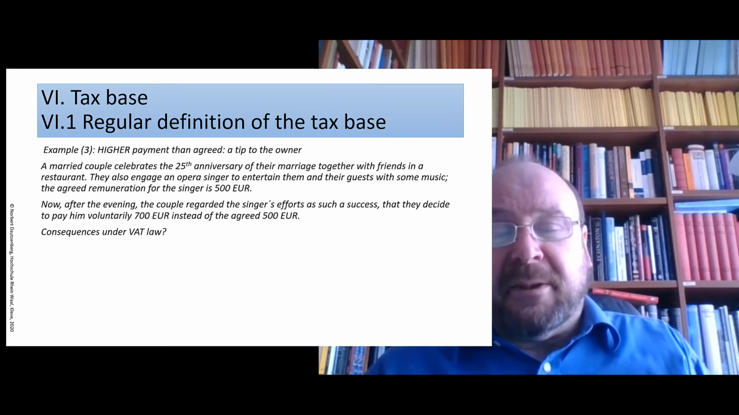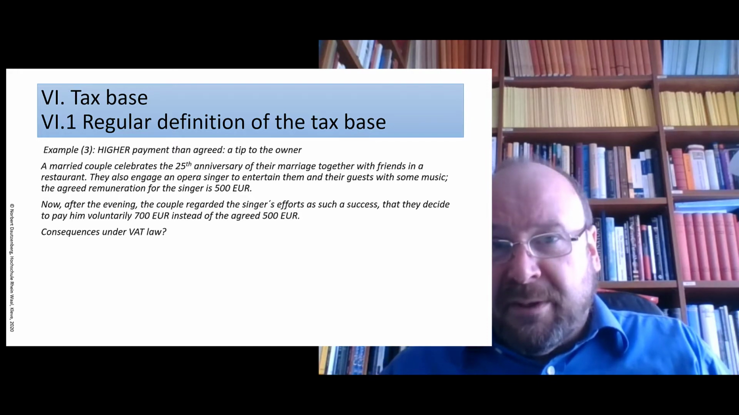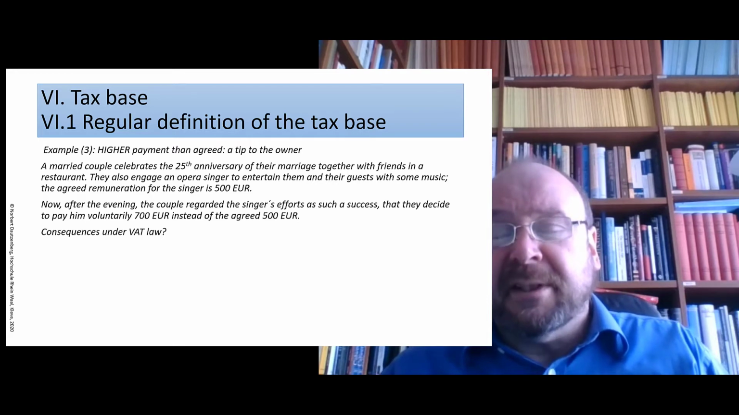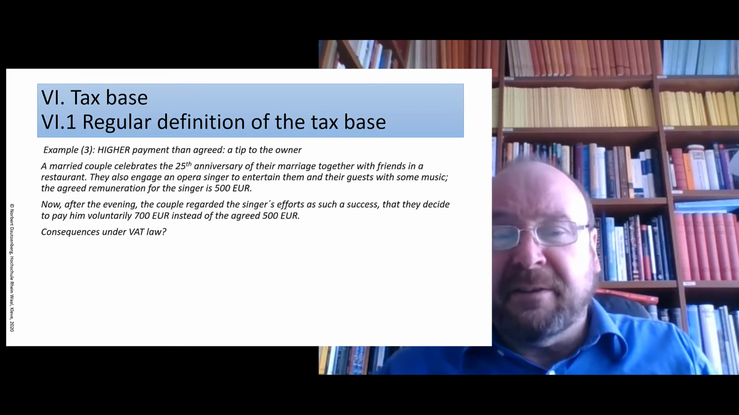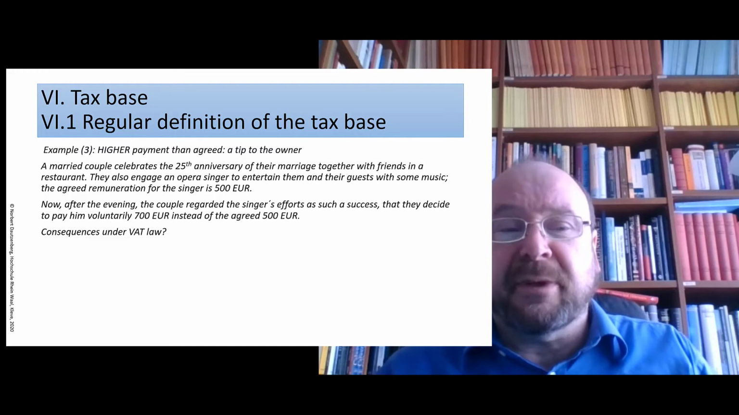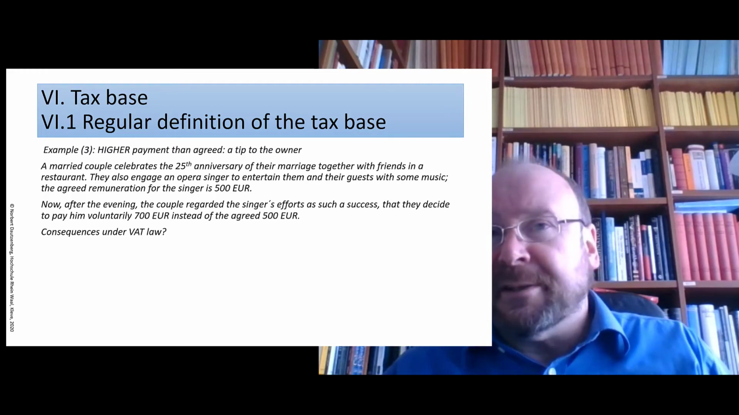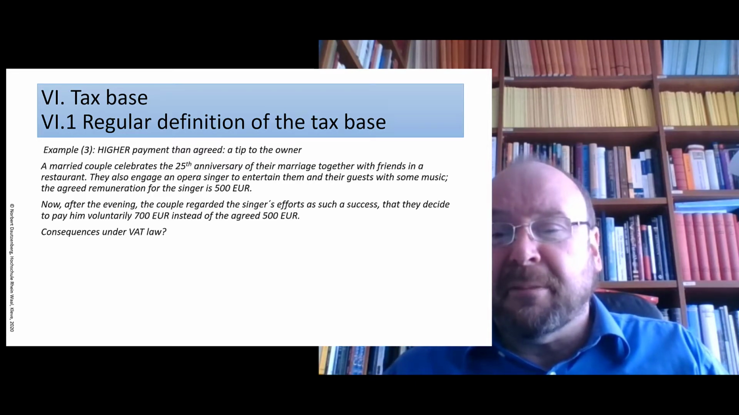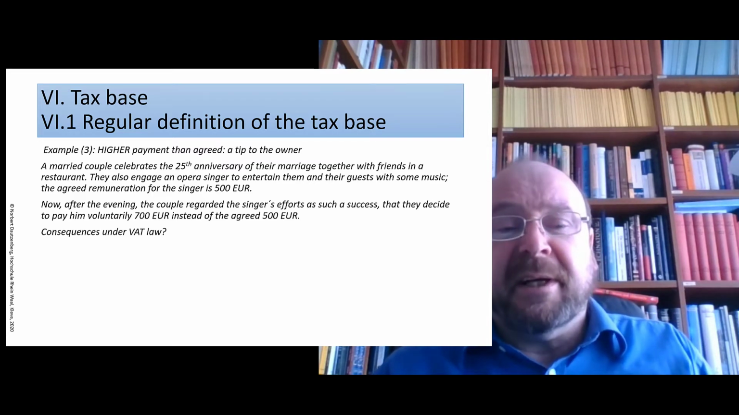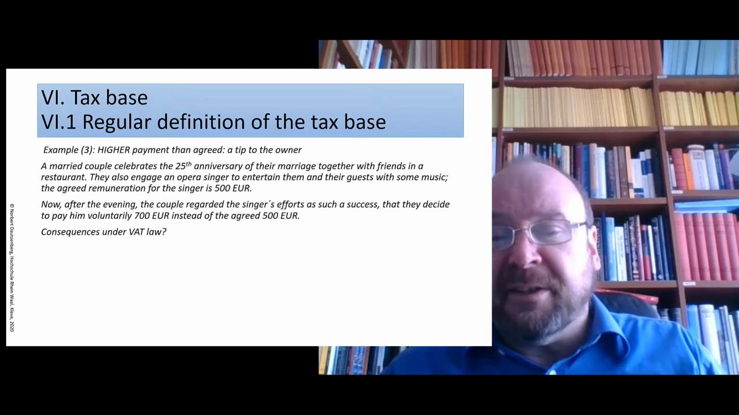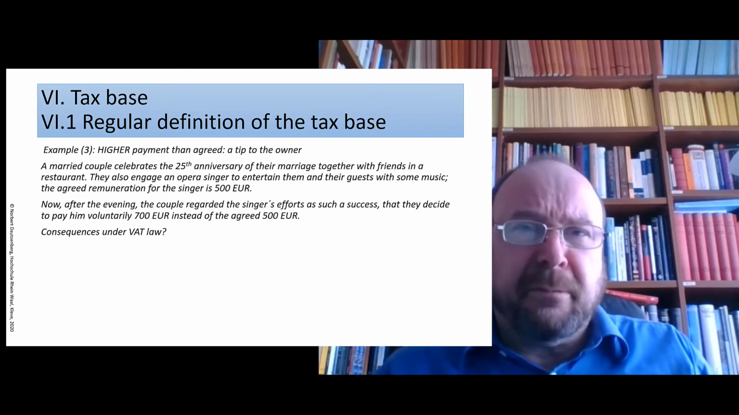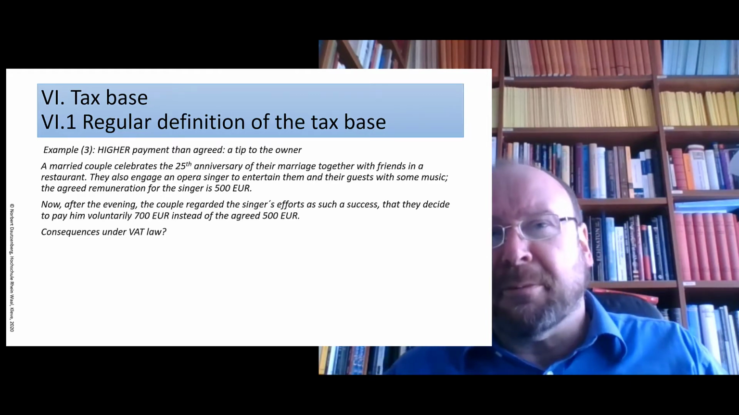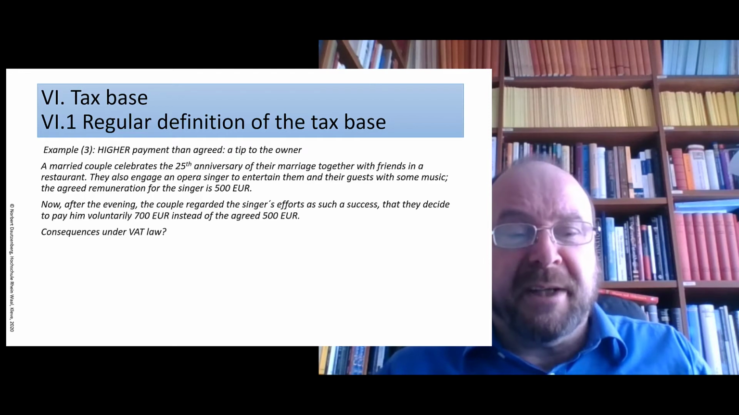Now, it might also happen that people pay more than they have to. Imagine a married couple goes and they celebrate their 25th anniversary of their marriage together with friends in a restaurant. It's a great event. They also engage an opera singer to entertain them and their guests with some music, and the agreed wage for the singer is 500 euro. Okay, probably you don't get an opera singer for that, but depending on how hard up the opera singer is at the moment, it might work.